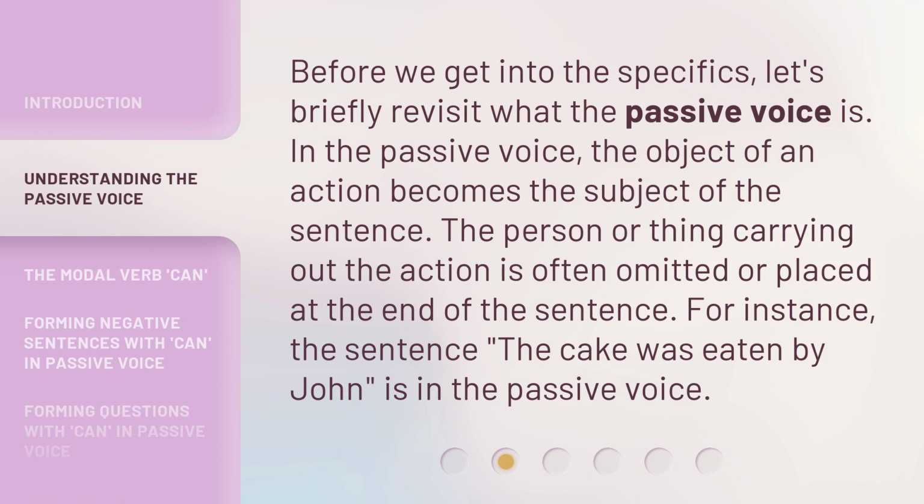Before we get into the specifics, let's briefly revisit what the passive voice is. In the passive voice, the object of an action becomes the subject of the sentence. The person or thing carrying out the action is often omitted or placed at the end of the sentence. For instance, the sentence, "The cake was eaten by John," is in the passive voice.